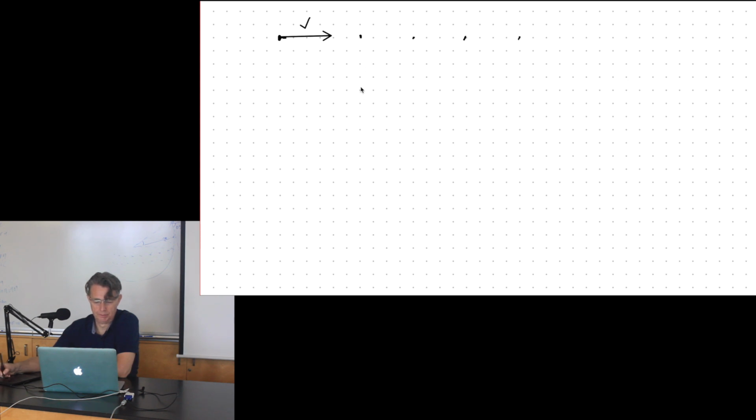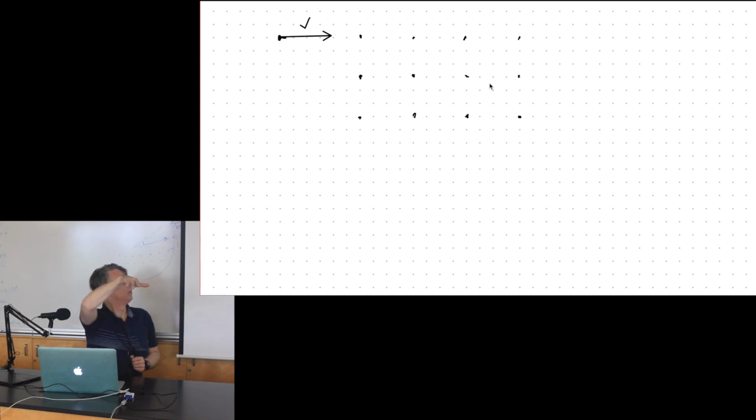Out of the page. You don't always have to draw circles, right? And why don't I say fingers out of the page, thumb out of the page to the right. So why don't we say it's a positive charge?